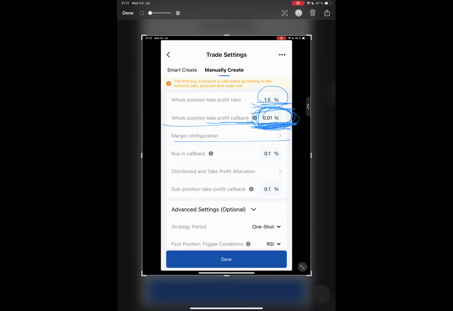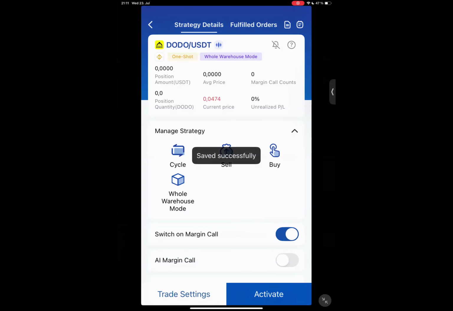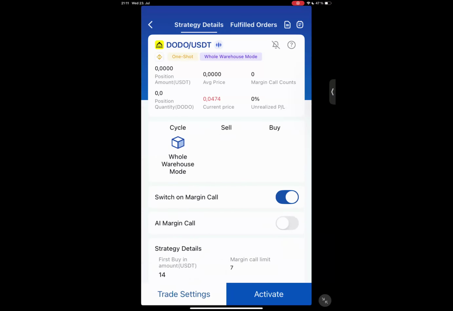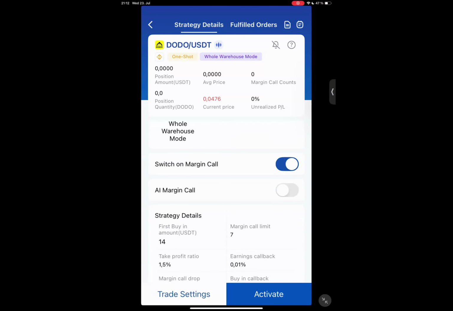And my margin configuration, I've checked it. So I'll just save. Now, what do I do? I don't just go and tap on activate. Why won't I do that? Because there is a preset price. Preset means they are telling me the price to buy it at. I shouldn't buy it at the current price. Okay. I can't even find the preset price here.